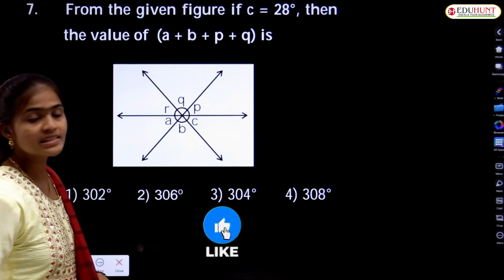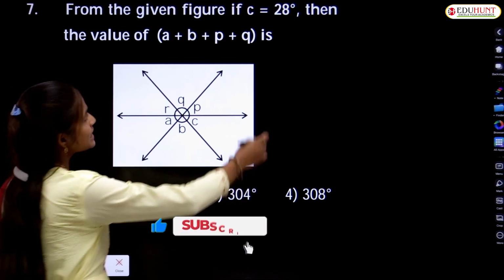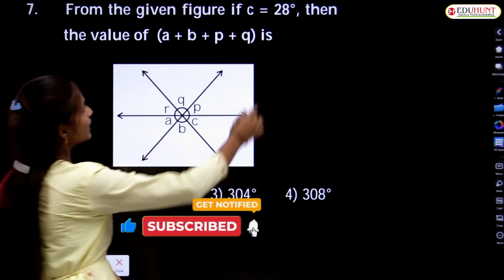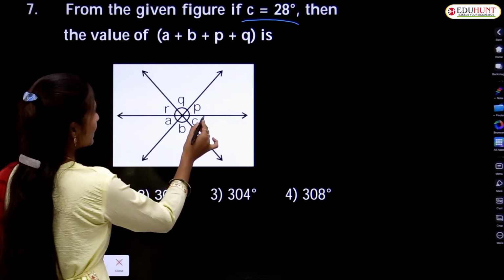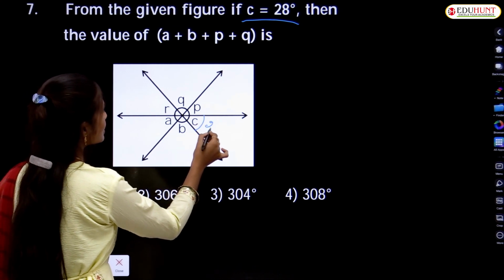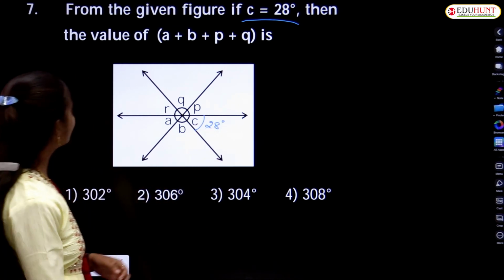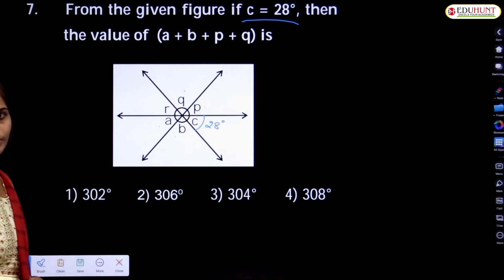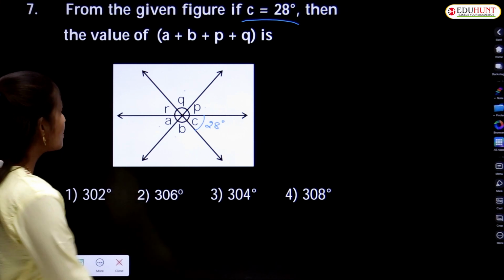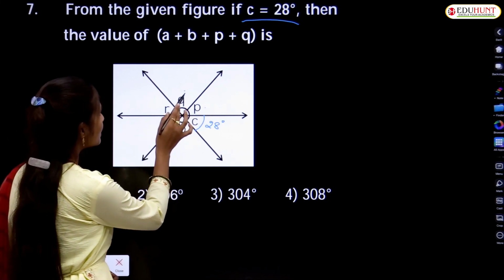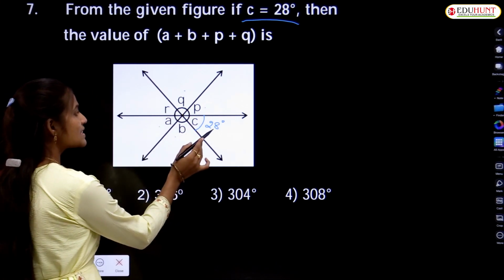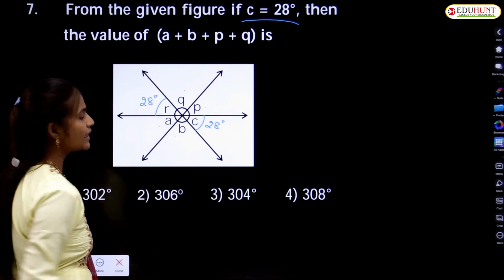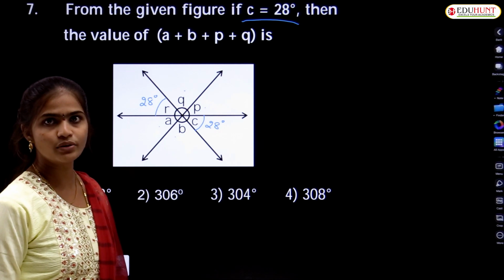So next problem, what is that? From the given figure, if C is equal to 28 degrees, already they have given C is equal to 28 degrees. So by observing this figure, C is equal to 28 degrees. Then the value of A plus B plus P plus Q. So we need to find the sum of the angles A plus B plus P plus Q. Okay. So here C is equal to 28 degrees. That's why R is also equal to 28 degrees. These two angles are equal.